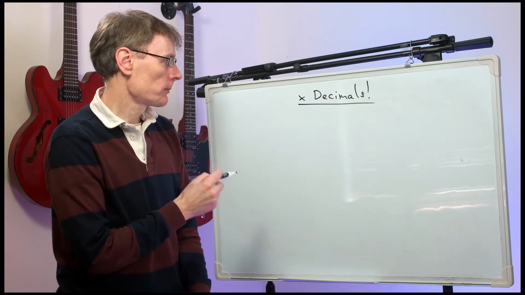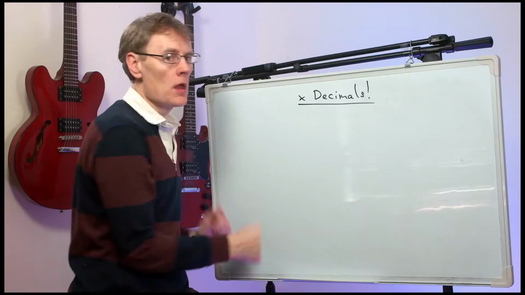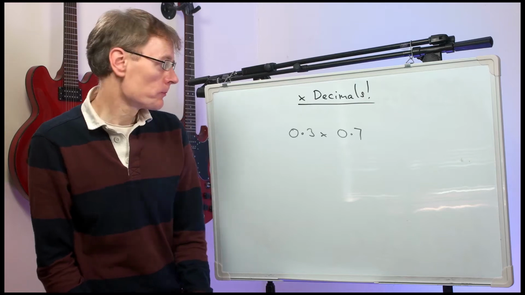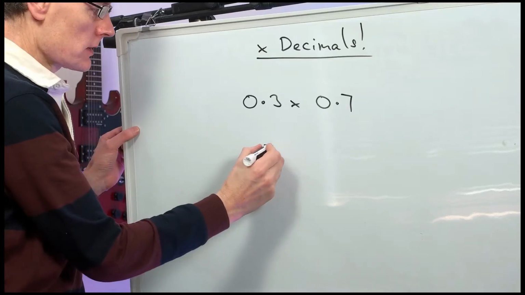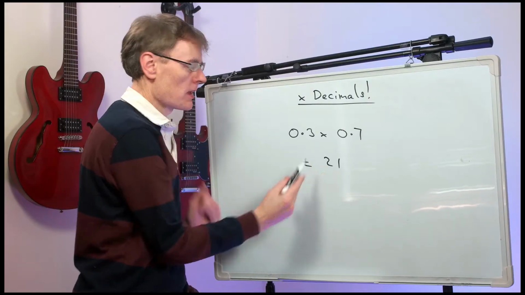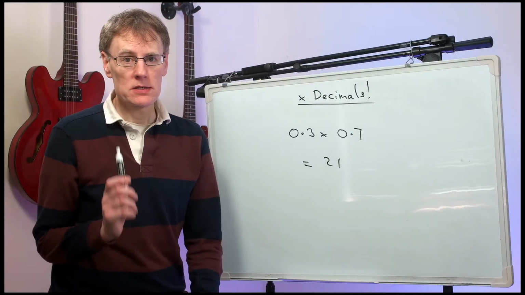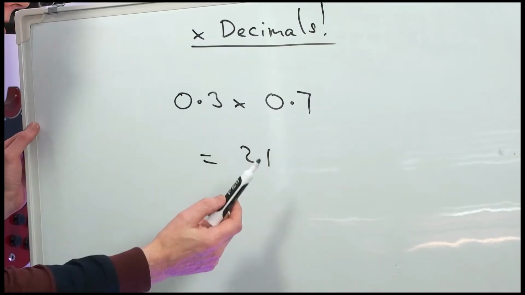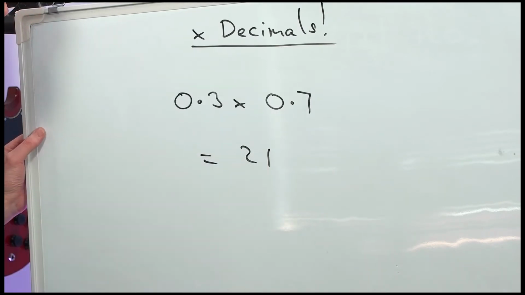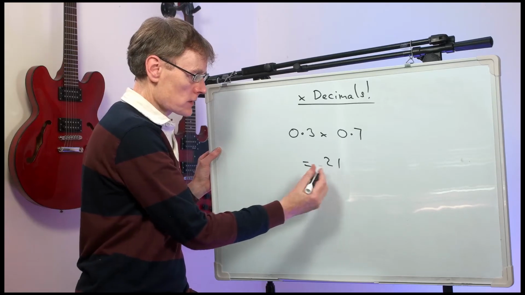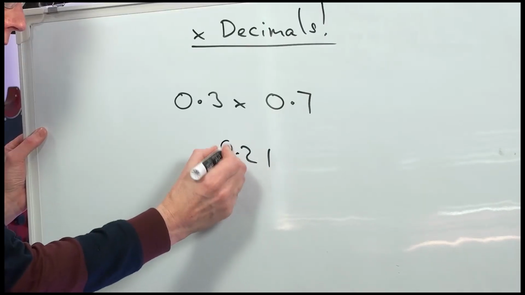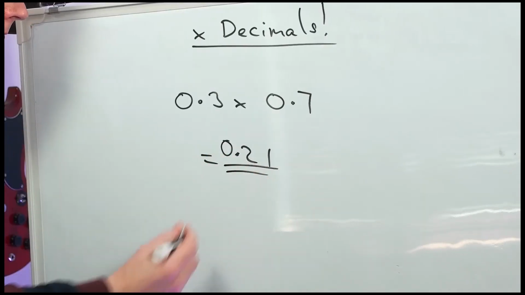Multiplying decimals. Don't do it. Just multiply whole numbers. 3 times 7 is 21. That's wrong. It's too big, so we need to make it smaller. This was 10 times smaller, and this is another 10 times smaller. So the answer is going to be 100 times smaller, 0.21.